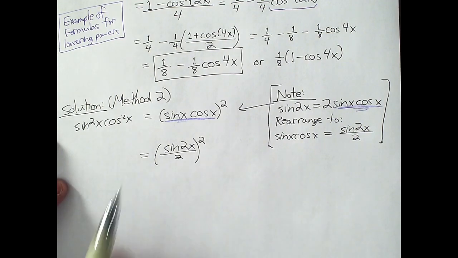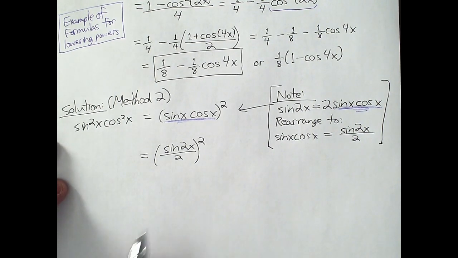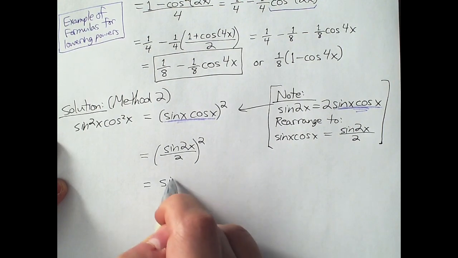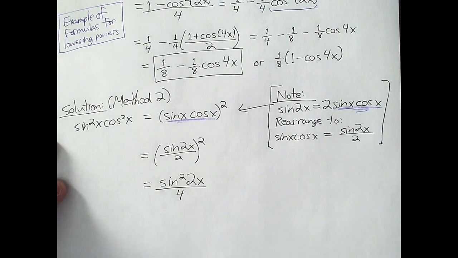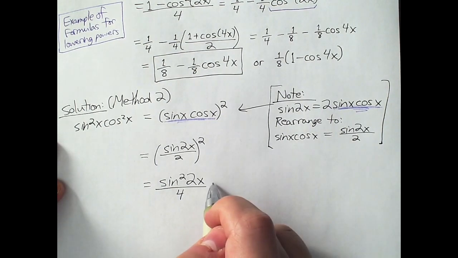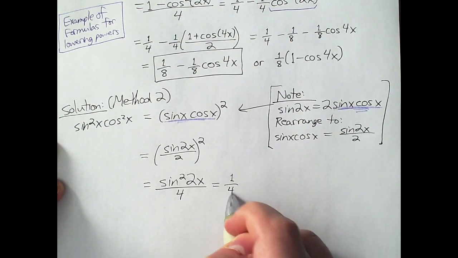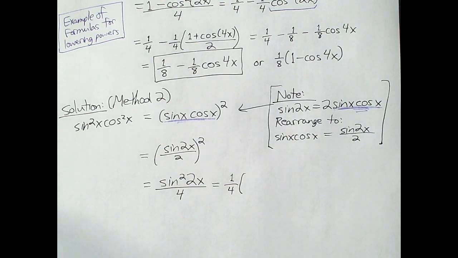Here's what I'm going to do. When we square a fraction, we have to square the top and the bottom. So let's write this as sine squared 2x over 4. The 4 could actually be pulled out front as 1/4 if you want. What is sine squared 2x?